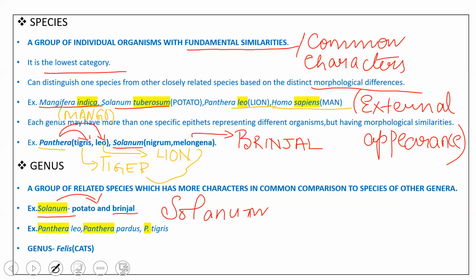Then coming to animal examples. If we take Panthera as our genus name, Panthera leo is lion. Panthera pardus is panther or leopard.